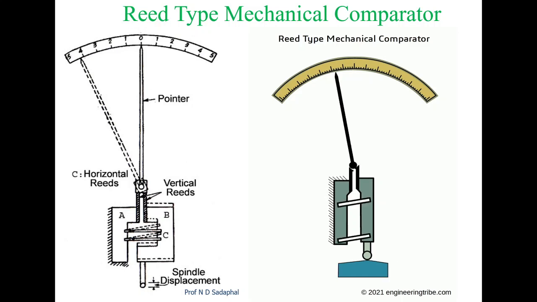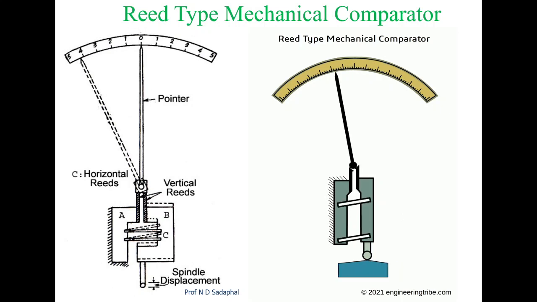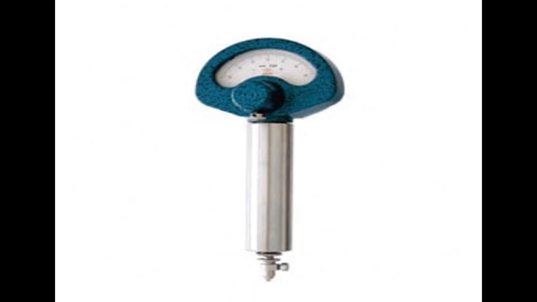If plunger is moving downward side, the needle is going to move on the right hand side. If plunger move upward, then your needle will move on the left hand side. So you can see how much is the deviation on your measuring surface. So this is how the reed type mechanical comparator works. So this is how it looks like.